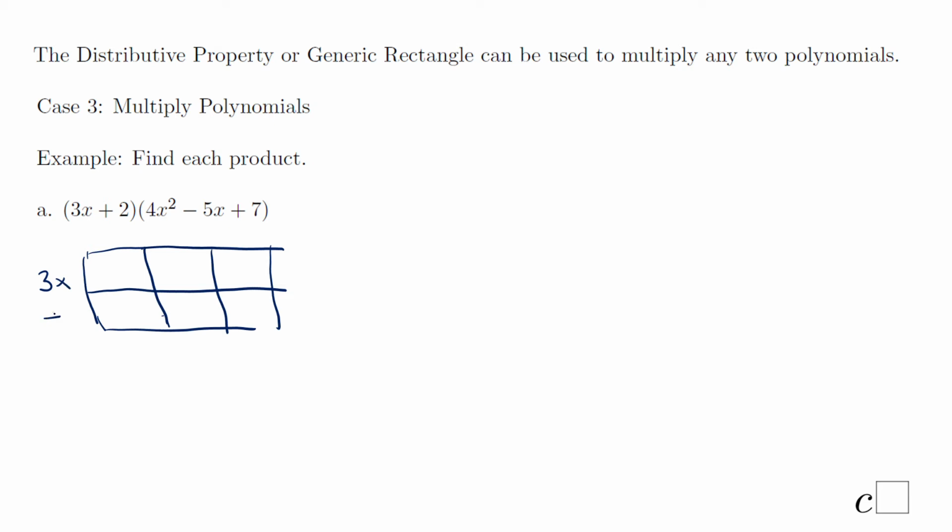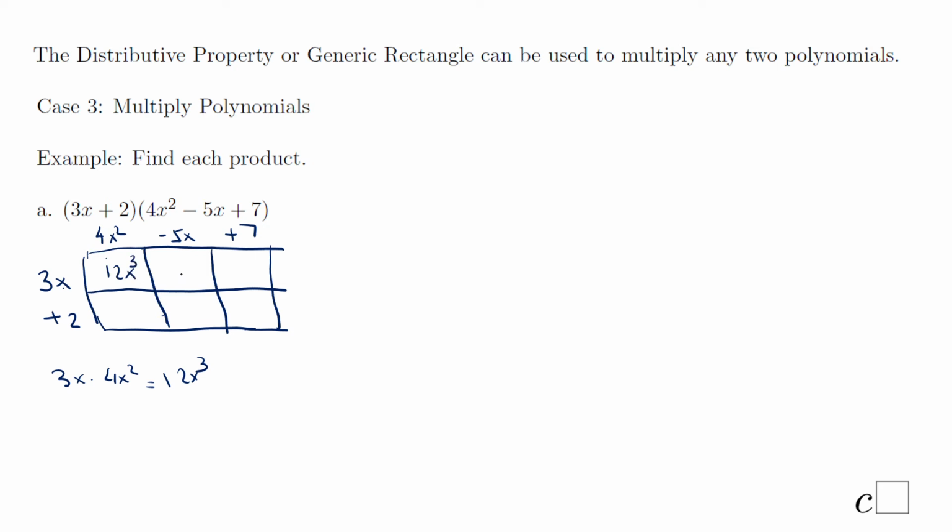3x plus 2 here, and 4x squared minus 5x plus 7. And we're going to fill every single spot in this rectangle. So we're going to start with the first one. 3x times 4x squared, this first box. 3x times 4x squared, that will be 12x cubed. That goes here.